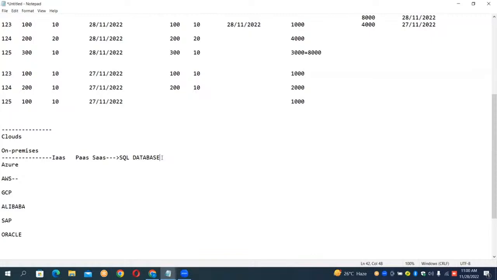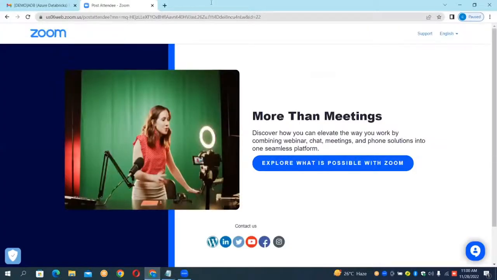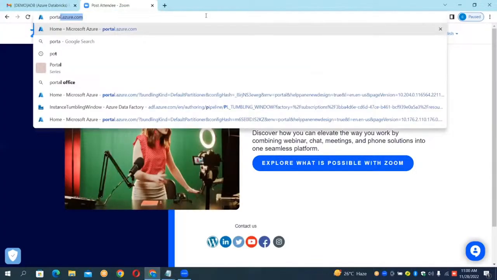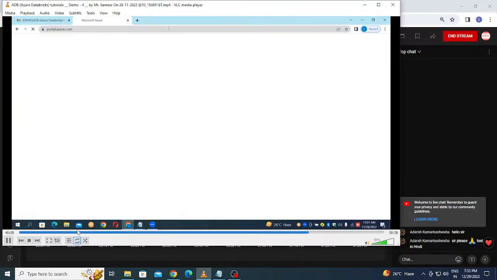Getting my point? Simply with a laptop and your mail ID and login, just like this, you can start your project. I'm using it. Can you see here, all of you? Portal.azure.com. I'm using this. Simply, you need to log into this web page, guys, with a laptop.